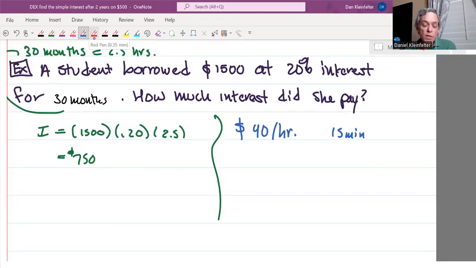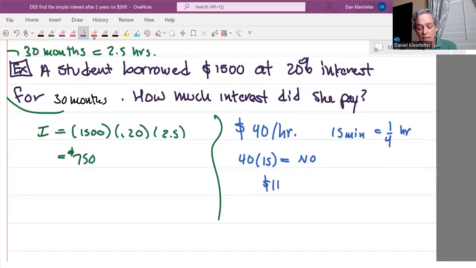So to figure out how much you get paid for that 15 minutes, because you've clocked in, worked for 15 minutes and gone home, you clock out, you should get paid for that 15 minutes. Unfortunately, it's not going to be 40 times 15, right? Instead, you'd need to think, well, 15 minutes, that's a quarter of an hour. So a quarter of an hour at $40 an hour would give you $10, right? So you need to change that 15 minutes into hours in order for it to work out correctly.